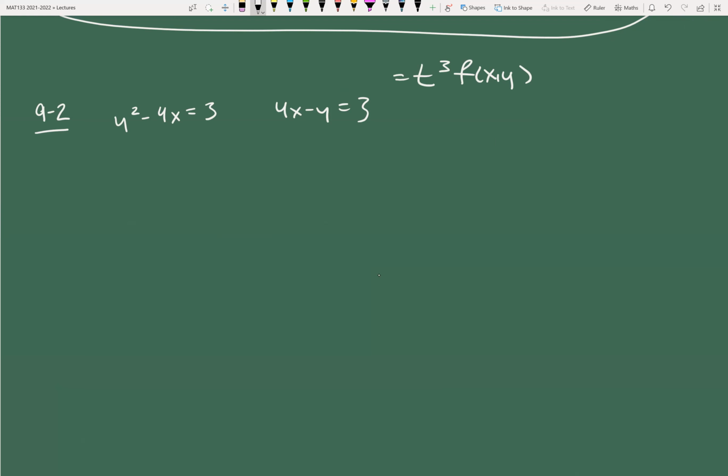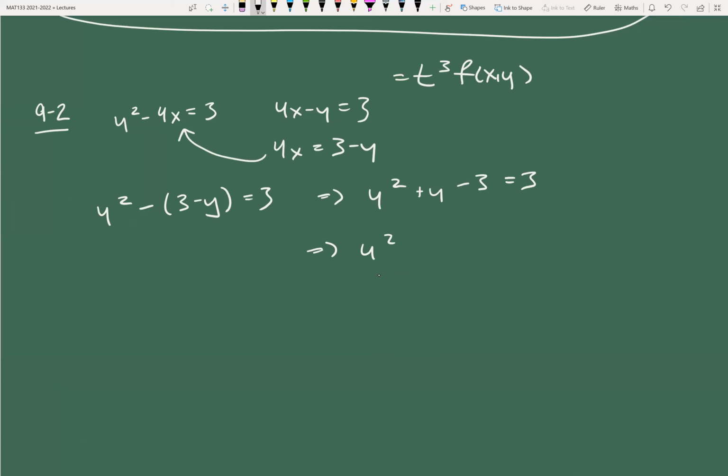So if we do that, we've got to figure out where these two curves intersect and roughly what they look like. So what I'm going to do is write this as 4x is equal to 3 minus y. And then I'm going to plug that into here. So I'm going to get y squared minus (3 minus y) is equal to 3. So that's y squared plus y minus 3 equals 3. So that's y squared plus y minus 6 equals 0. So that's (y plus 3)(y minus 2) is equal to 0. So we get y is equal to negative 3 and 2.